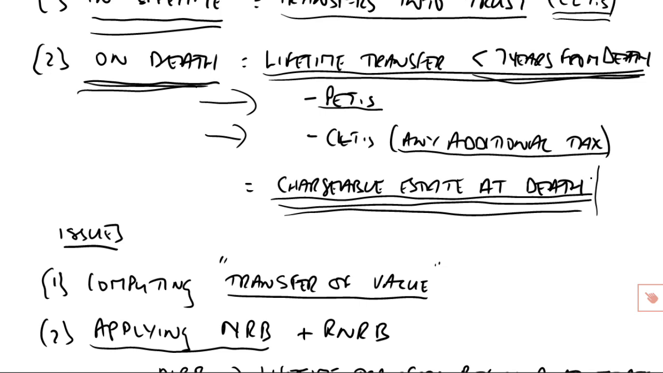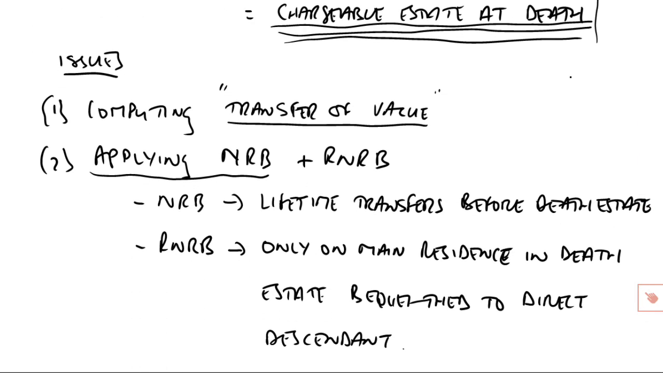So the nil rate band that we had was applicable both in relation to lifetime transfers and also the death estate. But it was just that lifetime transfers got the first use of that nil rate band. But then we discovered there was another nil rate band, the residence nil rate band. Now, whereas with the nil rate band, lifetime transfers got the benefit of it before the death estate took any benefit, and if those lifetime transfers exceeded the 325,000 nil rate band, then the whole of the death estate would be taxable at 40%.